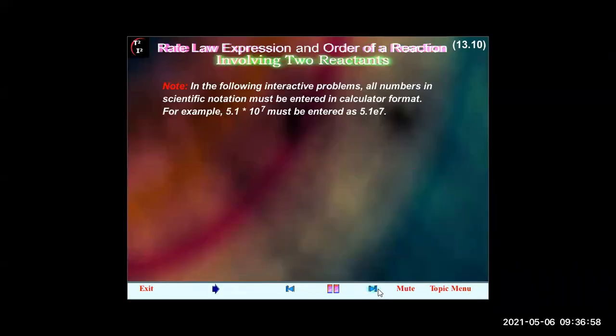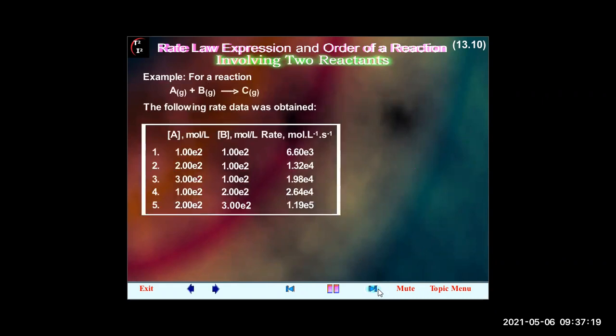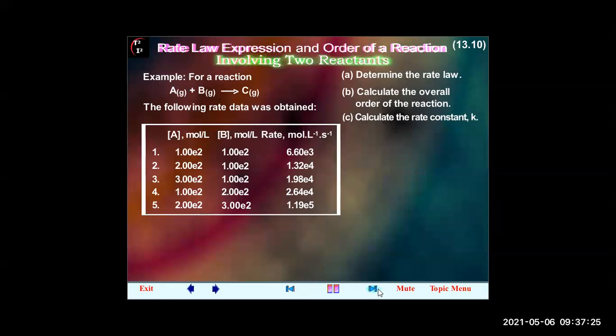Note, in the following interactive problems, all numbers in scientific notation must be entered in calculator format. For example, 5.1 times 10 to the 7th must be entered as 5.1 E7. Example, for a reaction, the following rate data was obtained. A. Determine the rate law. B. Calculate the overall order of the reaction. C. Calculate the rate constant K.